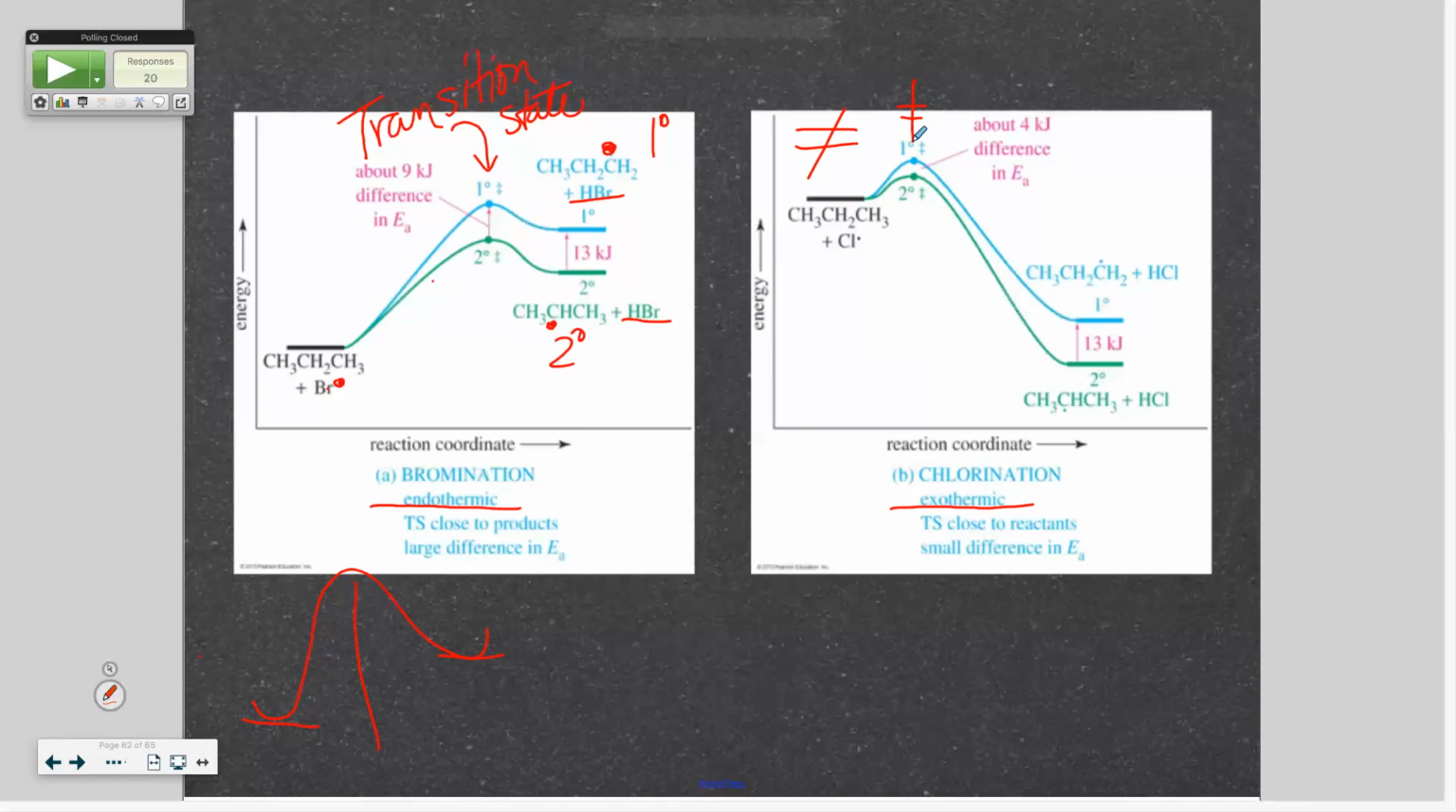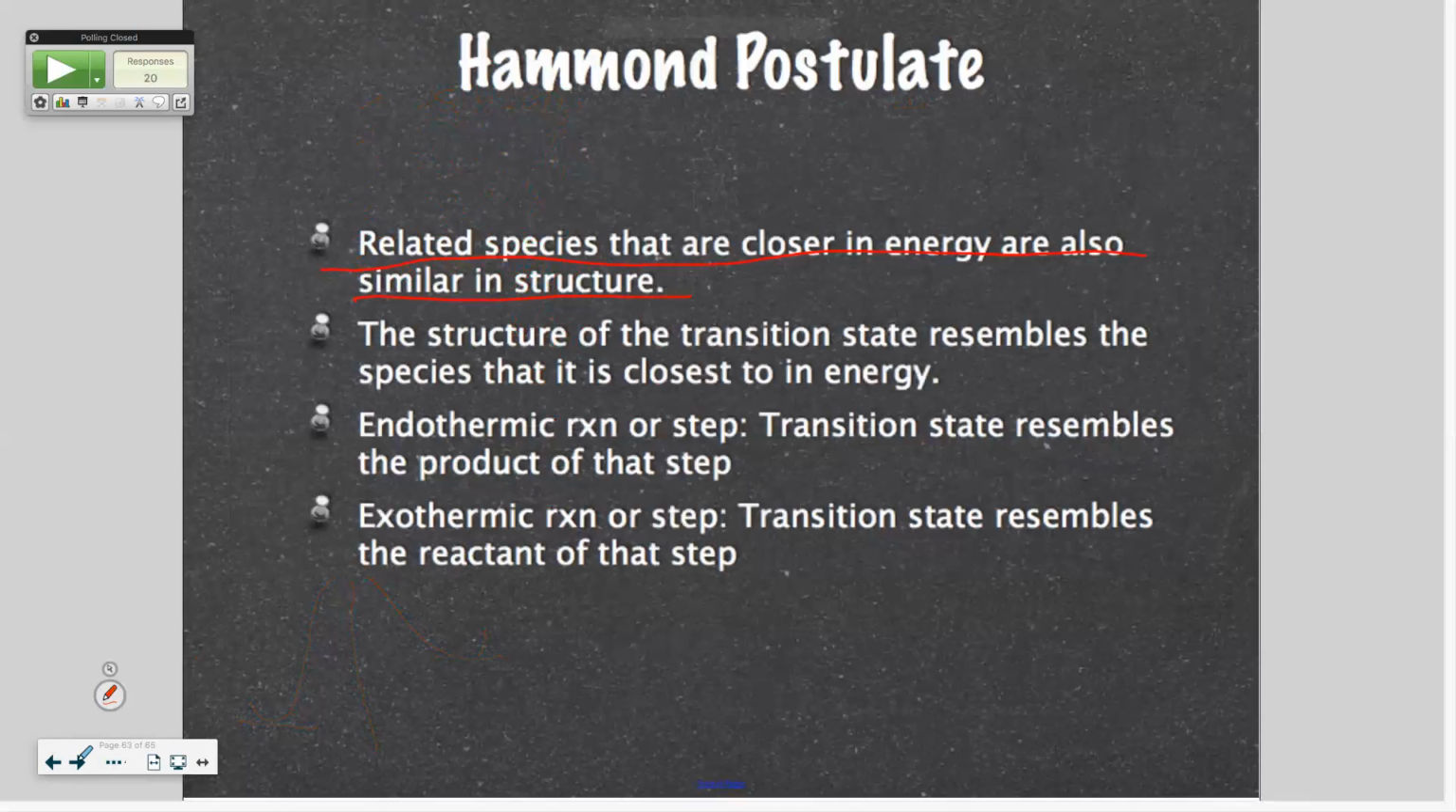That's what I figured. All right, so the structure of the transition state resembles the species that it is closest to in energy. Remember, we're talking about pulling off a hydrogen, okay? So the CH bond is breaking, the HBr bond is forming, okay?